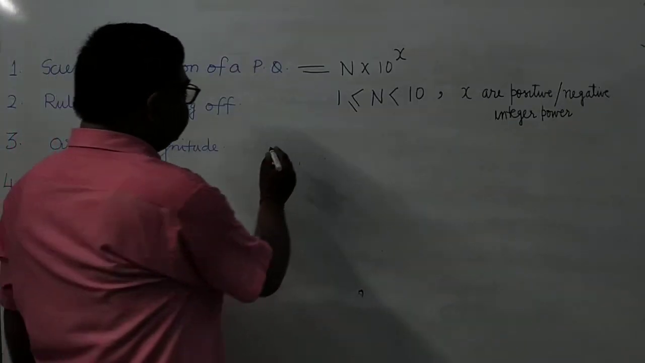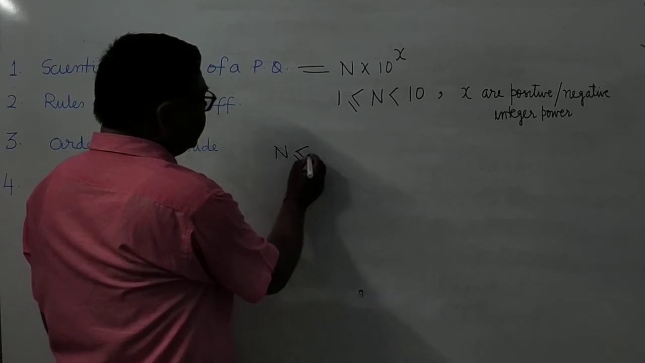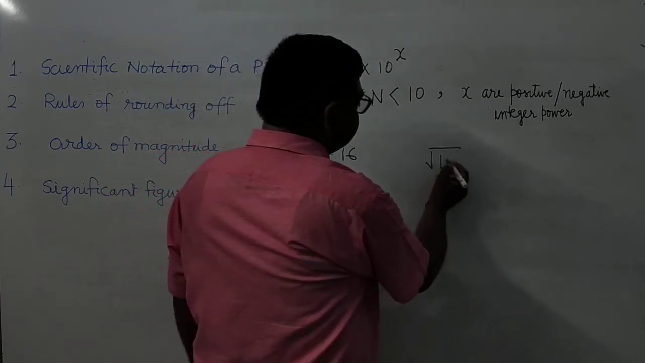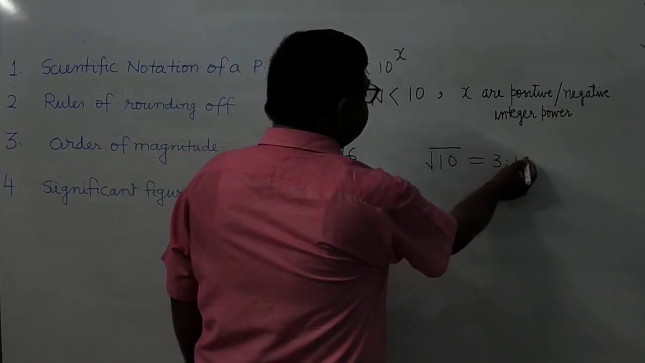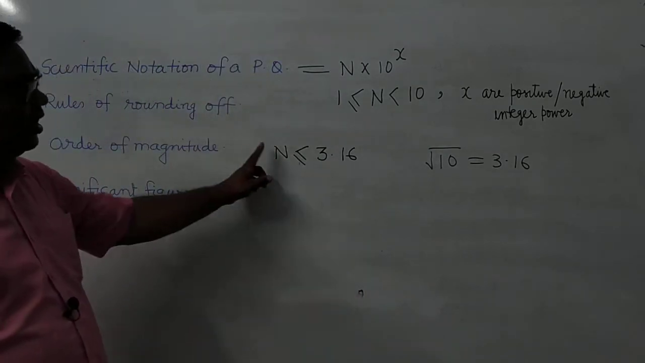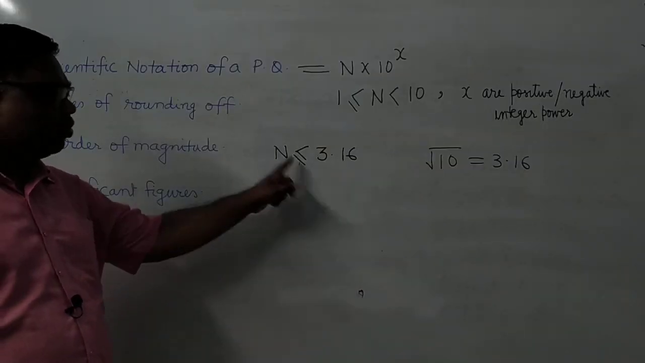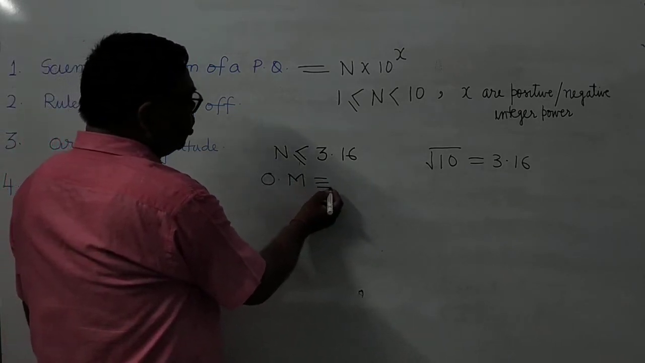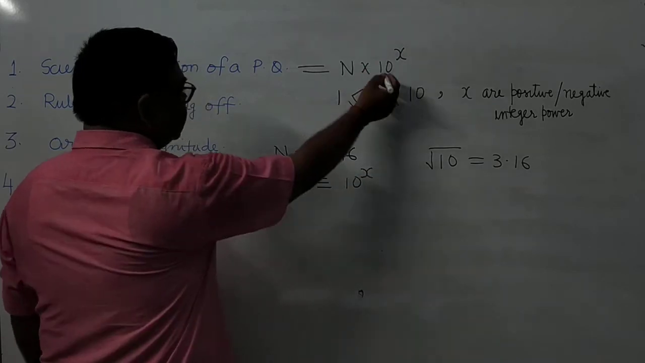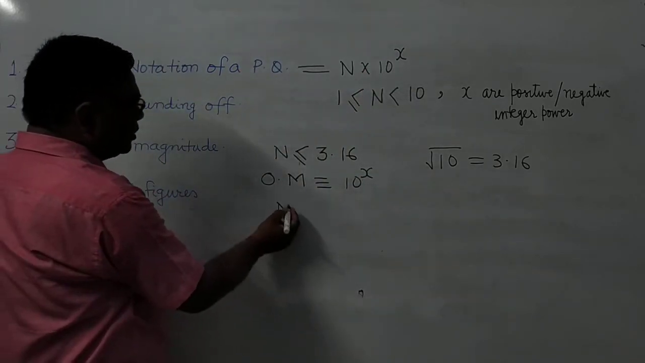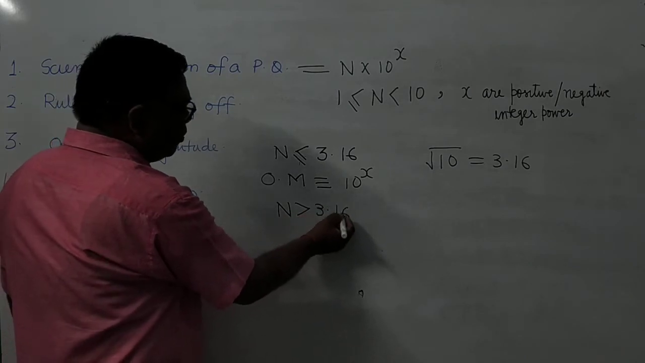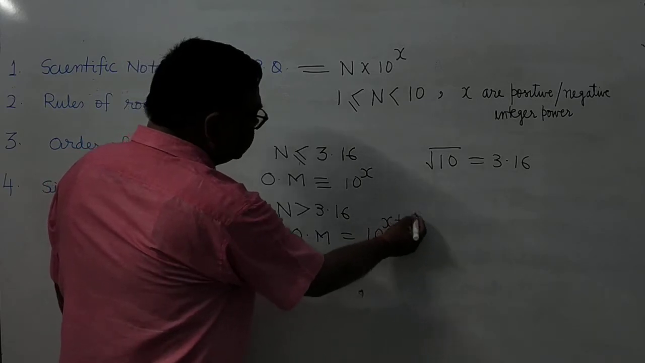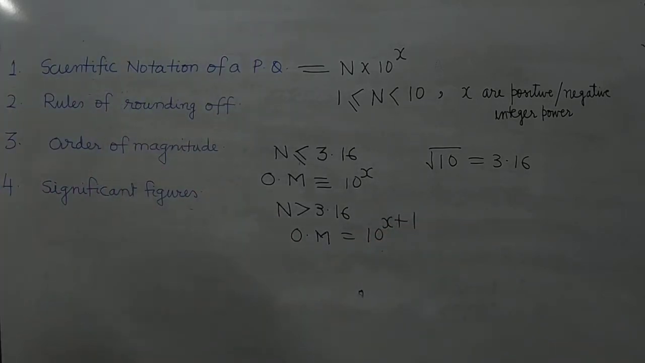Then if n is less than or equal to 3.16. What is 3.16? It is the square root of 10. It's clear? So if the value of n is less than or equal to 3.16, then what will be the order of magnitude? It will be equal to 10 to the power x. But if n is greater than 3.16, then what will be the order of magnitude? It will be 10 to the power x plus 1.